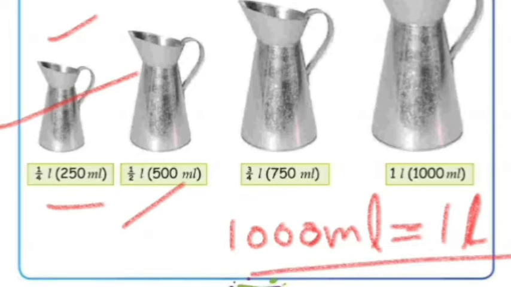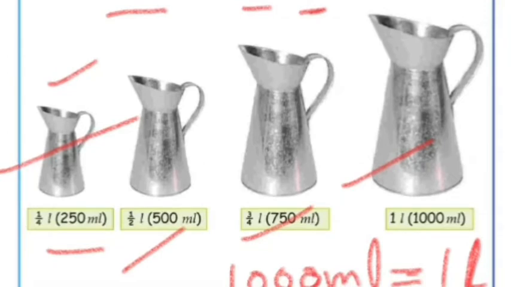And next, look over here, half liter is equal to 500 milliliter. Next is 3/4 liter, which is equal to 750 milliliter. Here 1 liter is equal to 1000 milliliter. So these containers are marked with standard units, and from these containers we can measure anything accurately with the help of standard units.